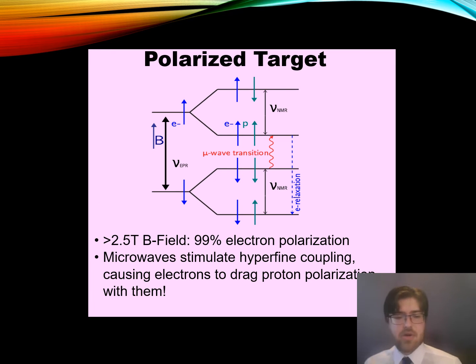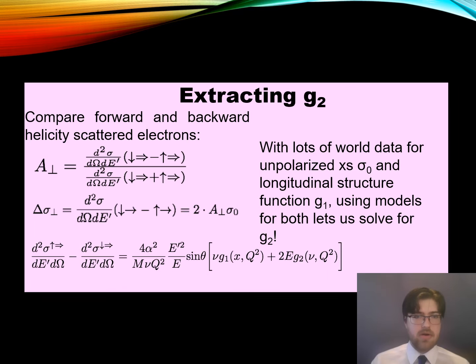So how does this dynamic nuclear polarization work? Well, polarizing electrons is easy. When you apply a strong magnetic field, in this case 2.5 or 5 Tesla, you get more than 99% electron polarization. But protons are much more massive, so they're much harder to polarize. So what we do is we stimulate a hyperfine coupling by applying microwaves tuned to the energy level gap displayed here, which causes electrons to drag protons with them when they polarize. And then the electron relaxes much more quickly, so a single electron can drag many protons to polarize.